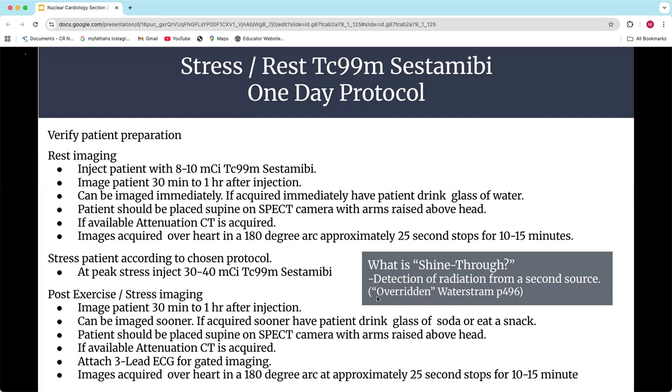If you look at Waterstrom, they use a term called overridden. But the idea is that we have a detection of radiation from a second source. And in this case, we have the stress image being a much higher dose of radiation. And that higher dose of radiation is going to shine through the 8 to 10 millicuries that you used on rest. And then your camera is going to level itself according to that higher dose of radiation. Your camera will look for the hottest pixel, and then it will line up all of your grayscale or your color scale based on that pixel.